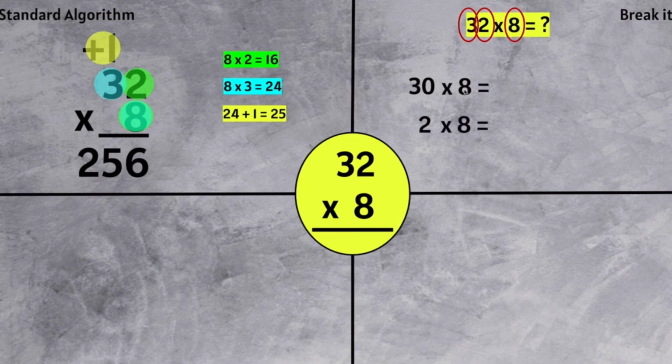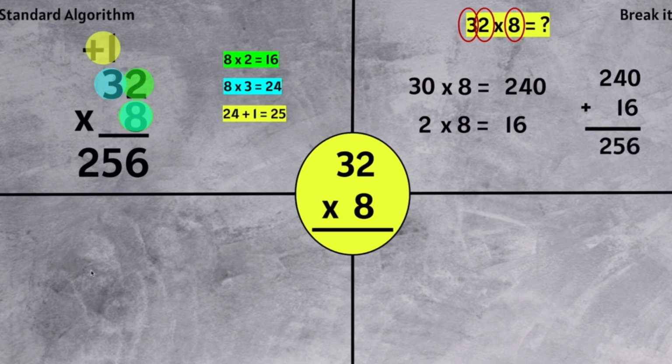We know that 3 times 8 is 24, and we can add this 0 since we're doing 30 times 8, so it's 240, and 2 times 8 is 16. And now we can add 240 plus 16. 240 plus 16 is 256. We notice we get the same product using different strategies.